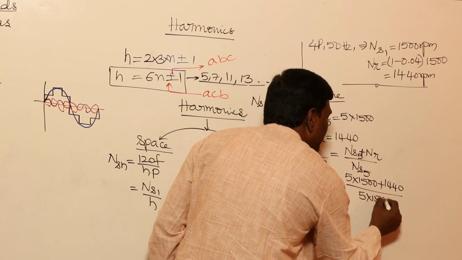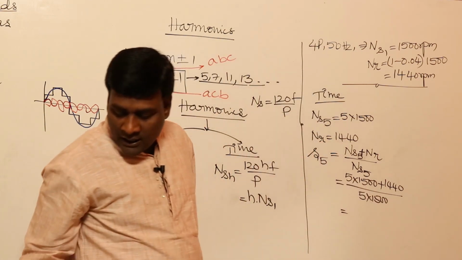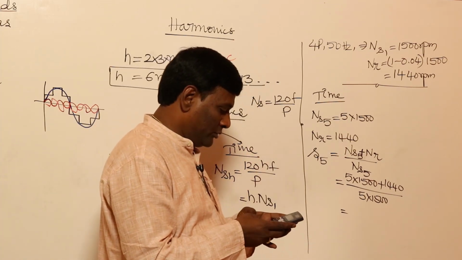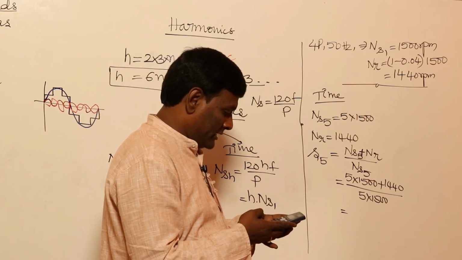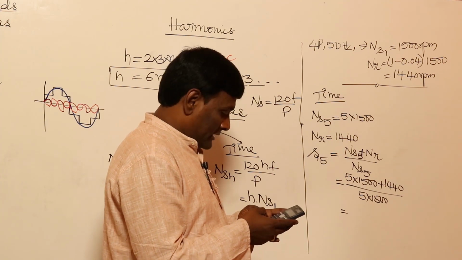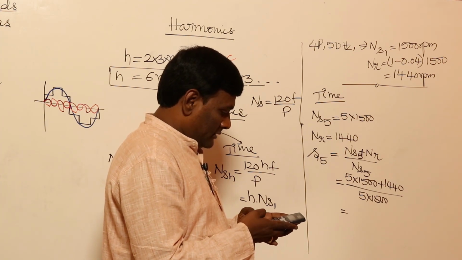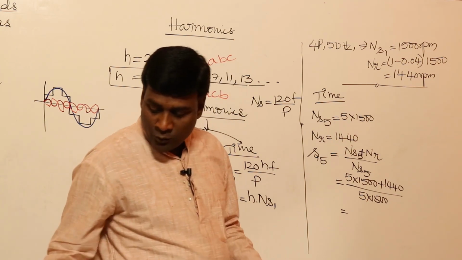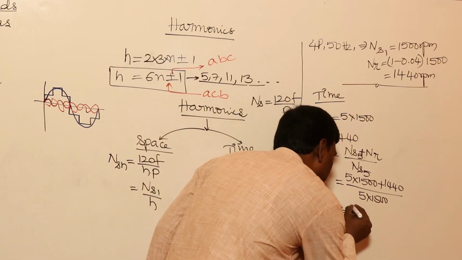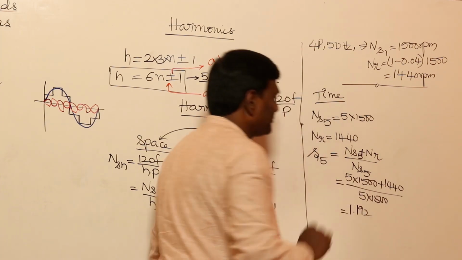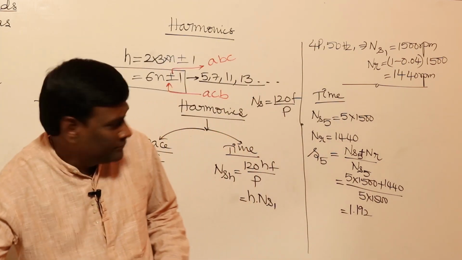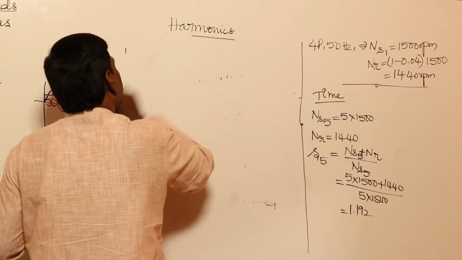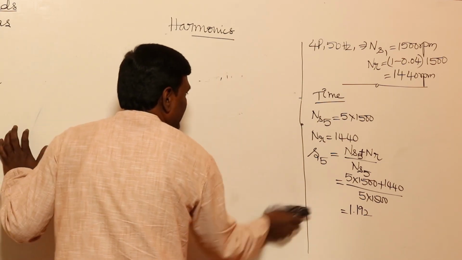Okay, and I will do space also, just wait. So 5 into 1500 plus 1440 divided by 5 into 1500, which is 1.192. Okay, for example, in time only, if they ask you the seventh harmonic, let us see how to analyze.